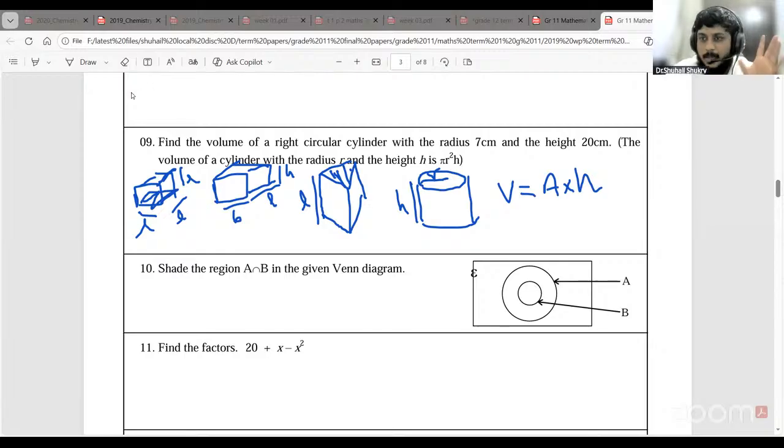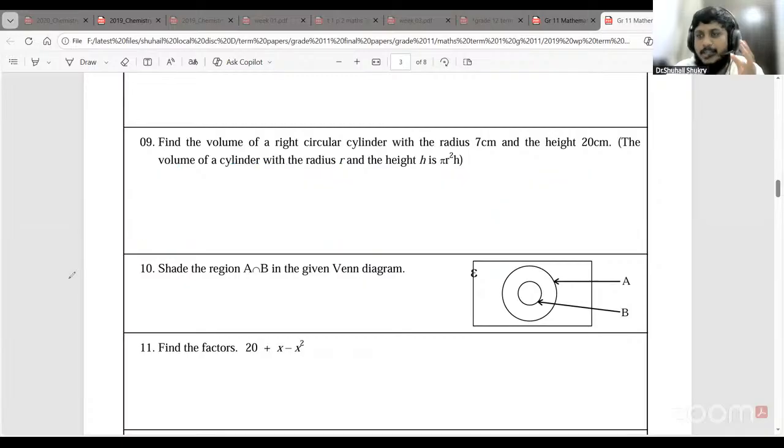Remember, these are the main four shapes. For these four shapes, cube, cuboid, prism, and the cylinder, you have the formulas for volume. And Putha, now when you come to the cylinder, I can use the cylinder's formula V equals pi r squared h. Volume is equal to pi r squared h.